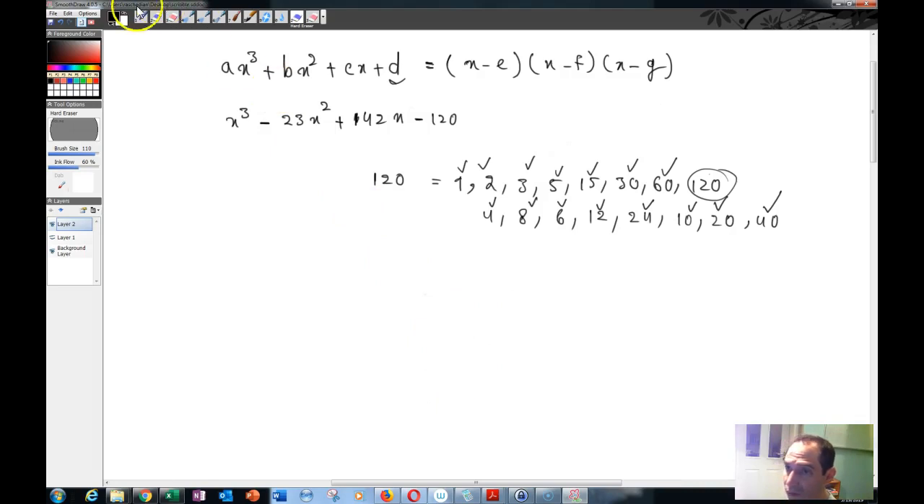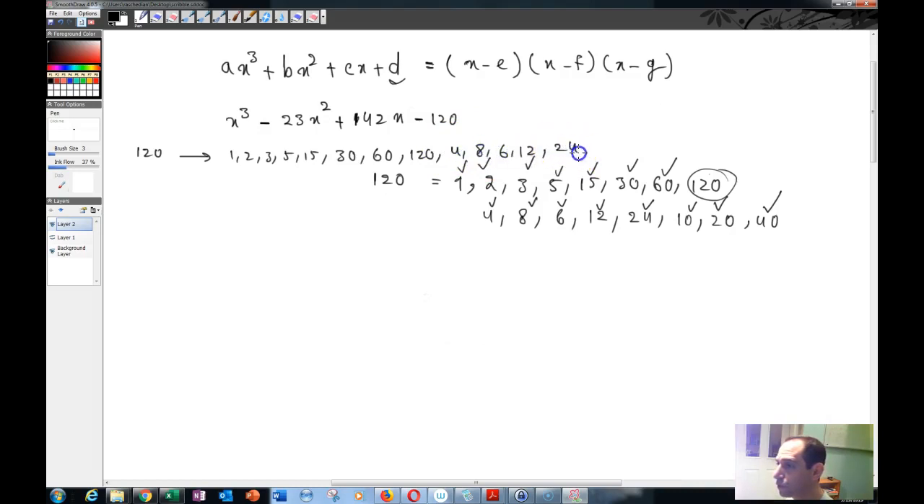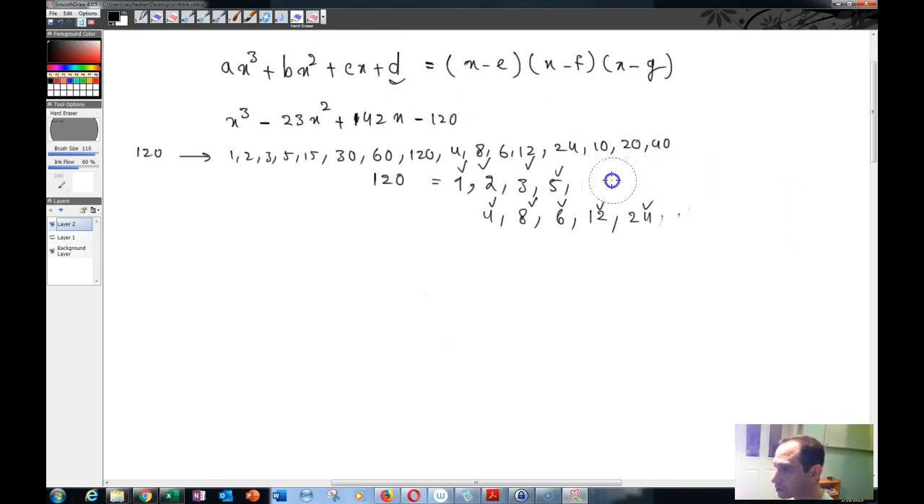So I rewrite them over here as 1, 2, 3, 5 in the same order. So for 120, all the factors would be 1, 2, 3, 5, 15, 30, 60, 120, 4, 8, 6, 12, 24, 10, 20, and 40. Okay, and even if you can find one of these numbers that works for you, then you can forget about the rest of them.